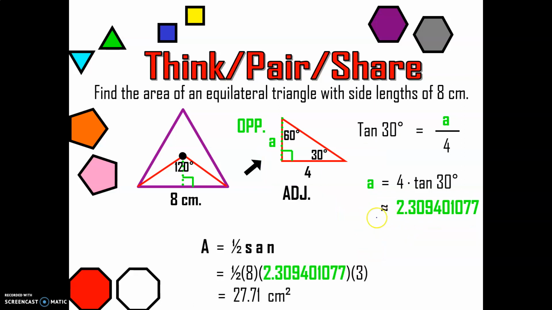All right, so finally, 1/2 side length is 8, the apothem is 2.309, and n is 3. So remember, normally you're used to finding the full height of the triangle, but the apothem just goes from that center, directly perpendicular to the side length. So if all is done correctly, you'll get 27.71 square centimeters.